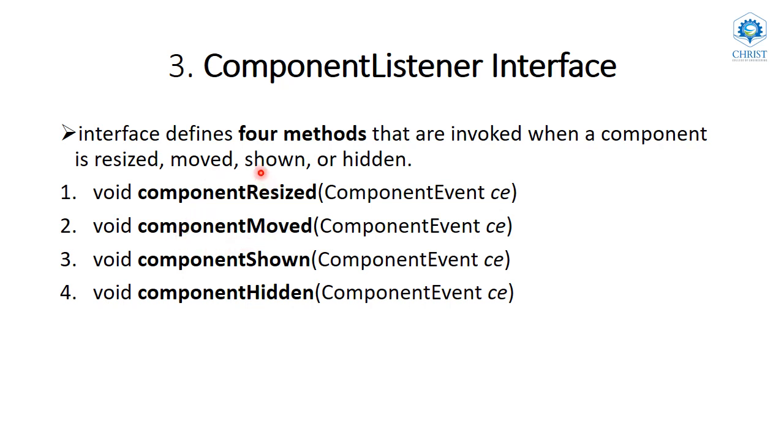When a hidden component is shown again, then the source, suppose in our example it is a button, the button will send the corresponding information and call the method component shown. If an already visible component is made hidden, then the corresponding source will send all the event information to the method component hidden.